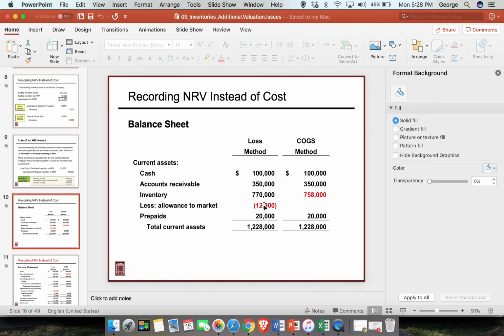Probably the allowance approach is more beneficial in that you can see what's going on with your inventory. You can see the fluctuations and the differences between net realizable value and cost throughout the year by looking at the entries to the allowance account during the year. This is more of a balance sheet method, the 12,000 would be the balance sheet approach and gives you a stronger balance sheet, and the other method is more of an income statement method, and it gives you a stronger cost of goods sold.